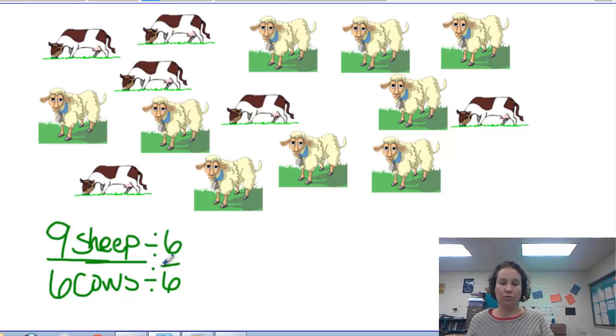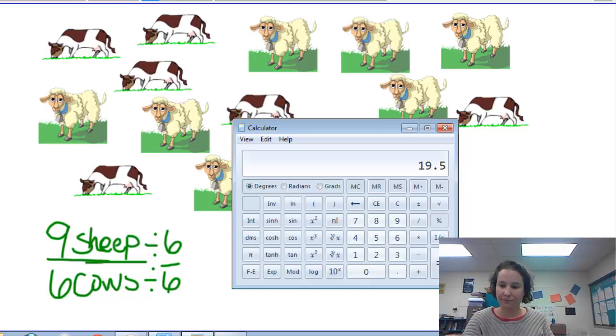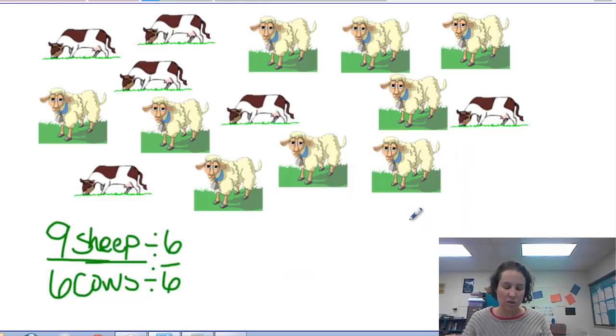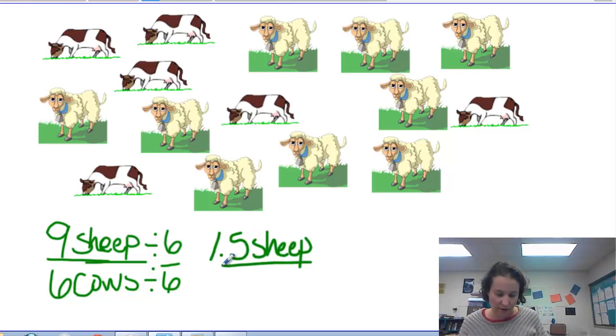So I'm going to use my calculator now. 9 divided by 6 is 1.5. So what that tells me is I have 1.5 sheep to every 1 cow in this field.